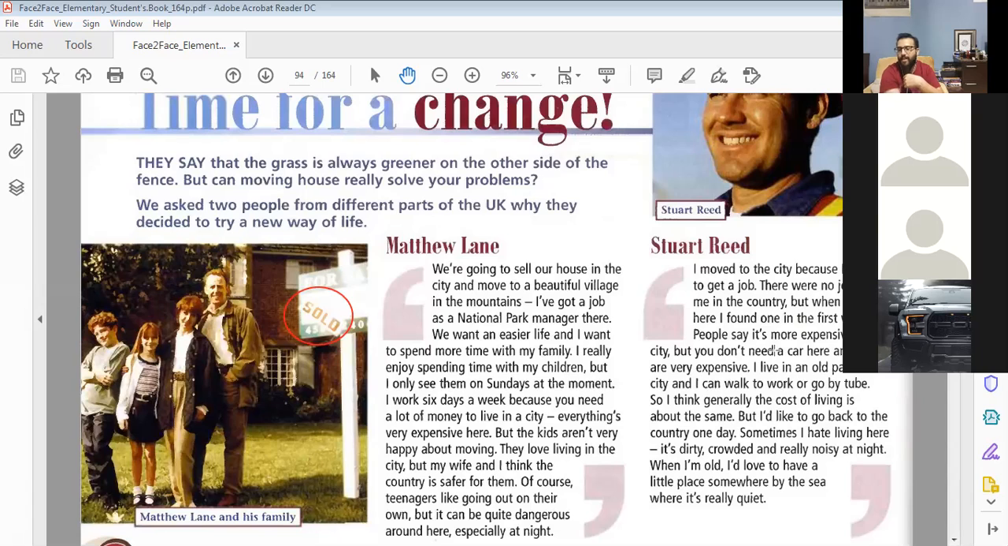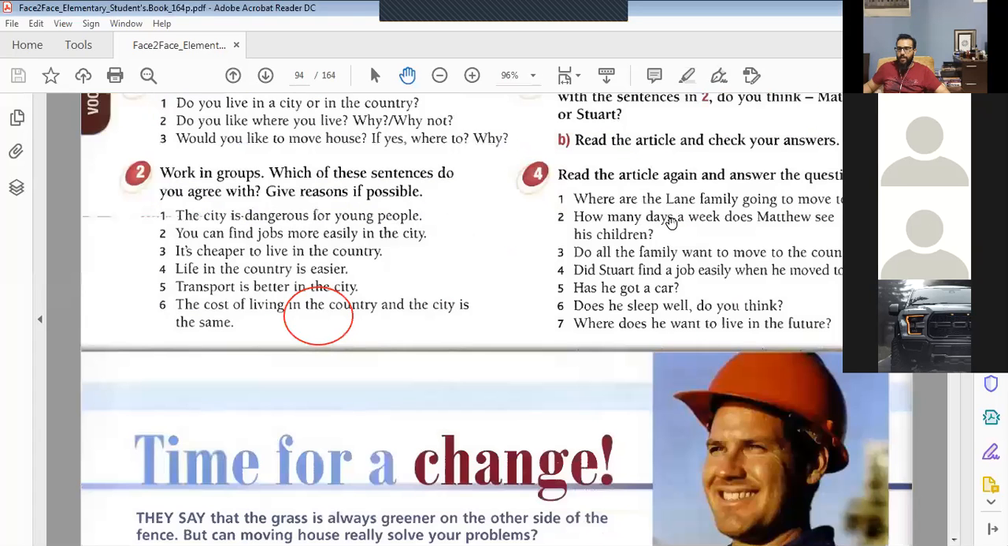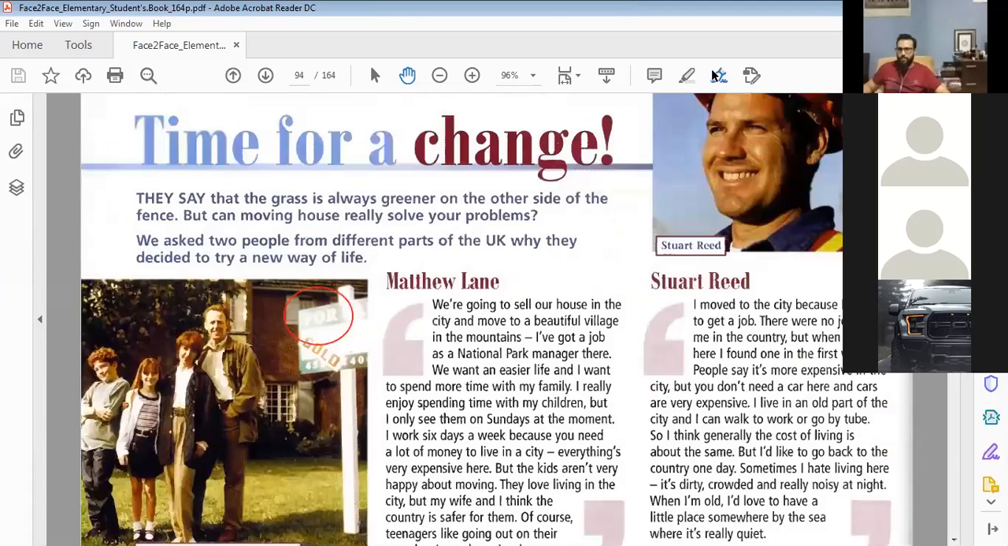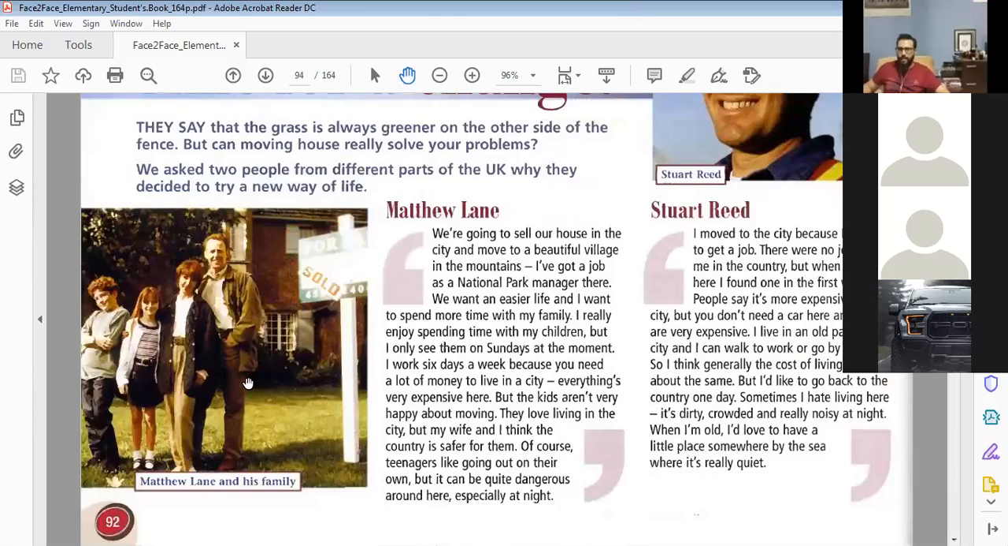Yes. All right, let's check the questions. So question number 1, it says, where are the Lane family going to go? So we answered this, I think. Where are they going to go, this family?